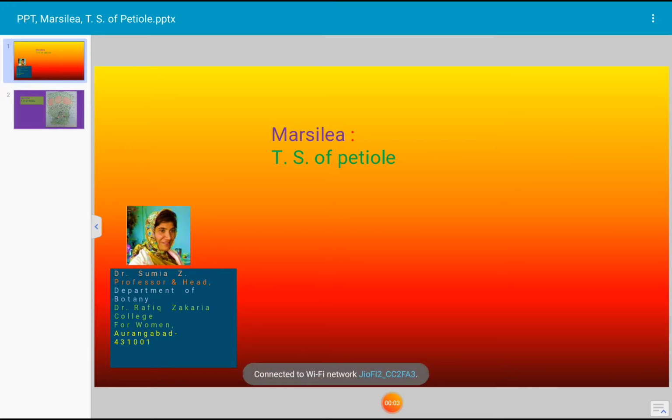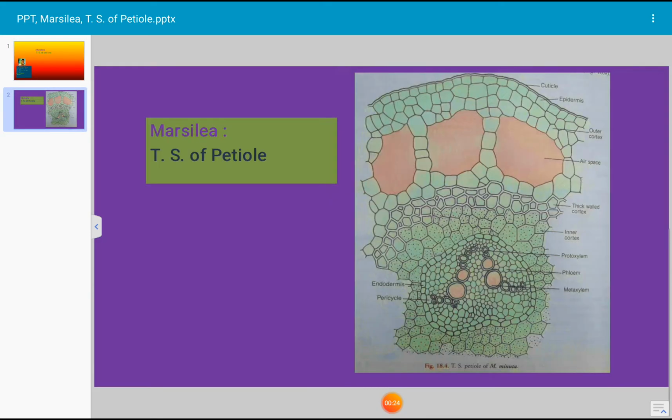Today's topic for discussion is the anatomy of petiole of Marsilia. The stalk-like structure of leaf is known as petiole. Let us see the transverse section of petiole or anatomy of petiole of Marsilia. Marsilia is a pteridophytic plant. Let us see all the details of petiole or internal structure of petiole of Marsilia.